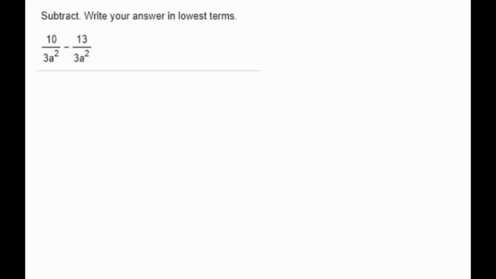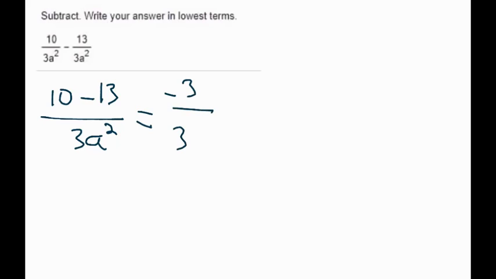So we can go ahead and combine those numerators over a common denominator, 3a squared. So 10 minus 13 is equal to negative 3 over 3a squared. Now, this 3 here will cancel out, so we're going to cancel that. What we end up with is negative 1 over a squared as our final answer.